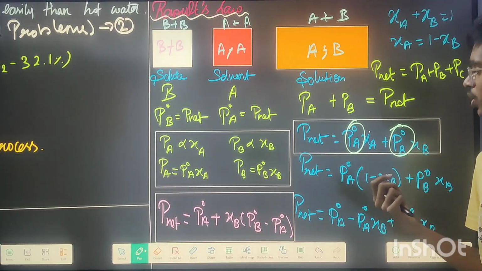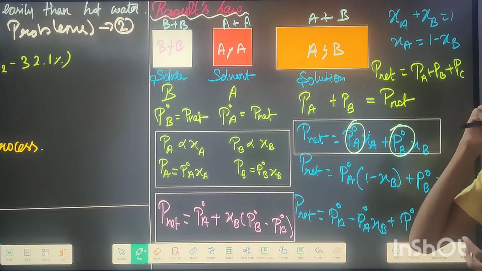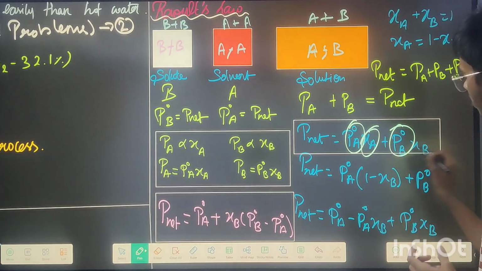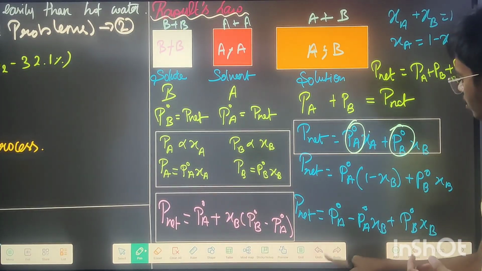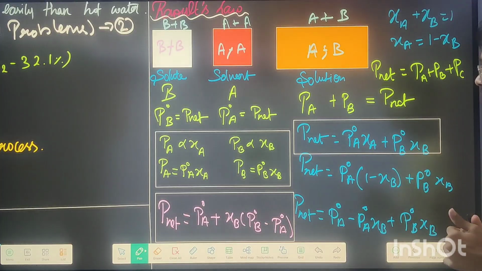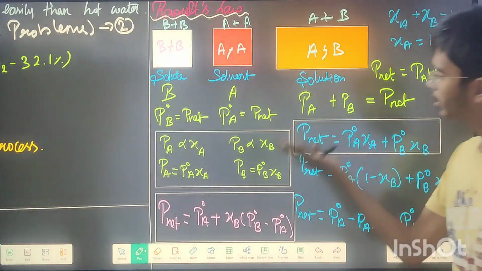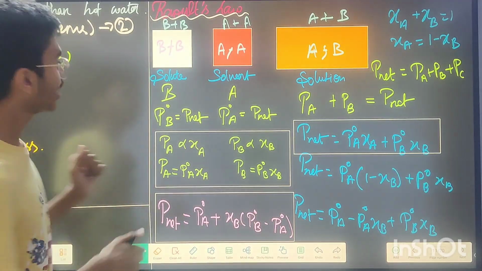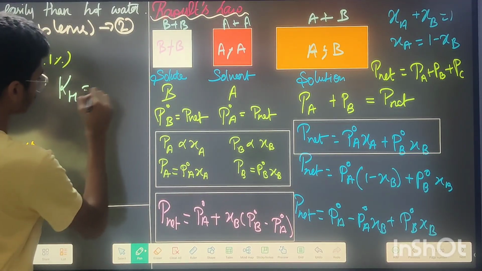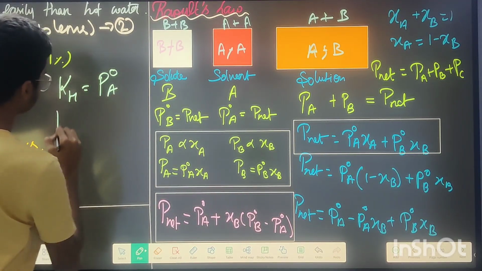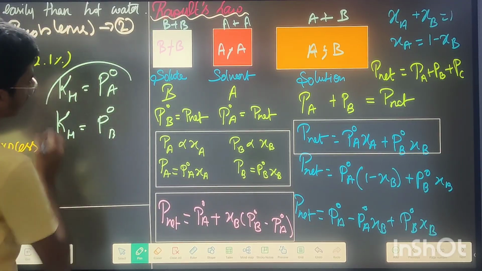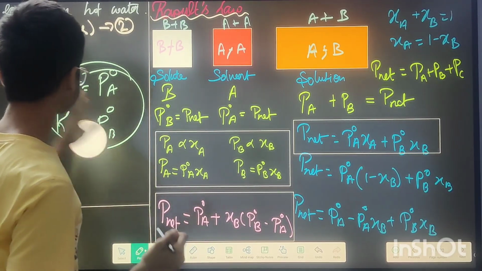So the vapor pressure of the solution is equal to the vapor pressure of each component along with their mole fraction in the solution. I also said that Raoult's law is a special case of Henry's law, where KH is equal to P naught A, and also KH is equal to P naught B. All this I said in the last video.